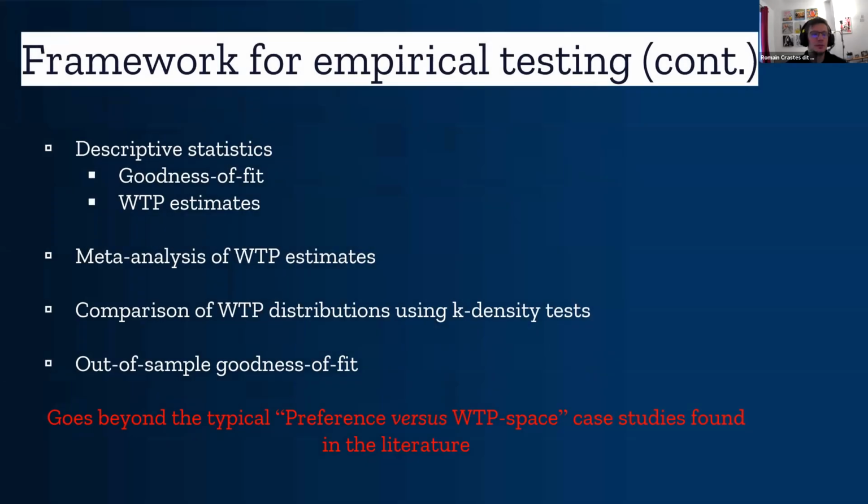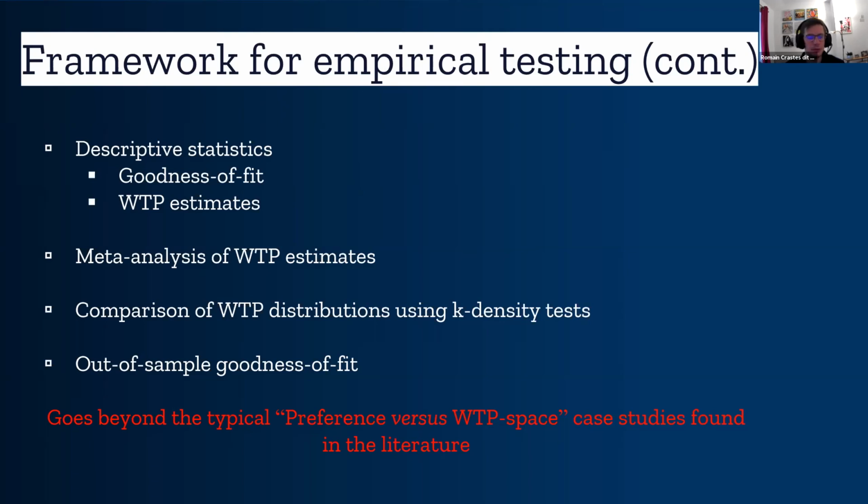So what we're going to do is to look at the goodness of fit of the model, as well as willingness to pay estimates, to see what is the effect of introducing this shifted distribution. And then we're going to carry a meta-analysis of willingness to pay estimates to measure the overall effect of the shifted distributions on willingness to pay estimates with respect to the classic distributions.